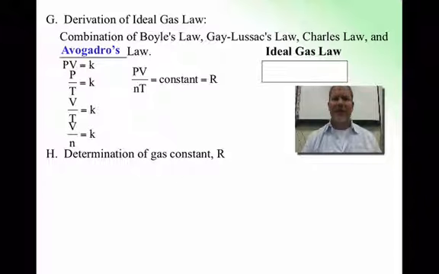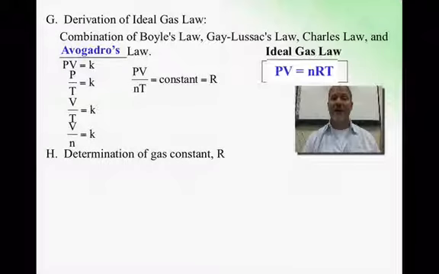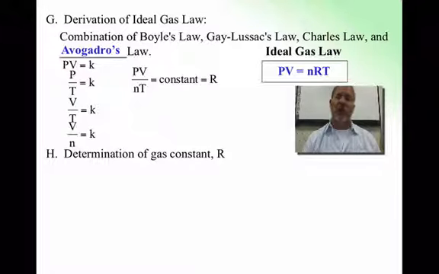So now we see PV divided by nT equals R. Well, we make it linear: PV equals nRT. There's your ideal gas law. Circle it. You're going to use it over and over again, quite often here. In this equation we have our pressure, our volume, our moles, and our temperature, and we have a constant, and that constant is R.